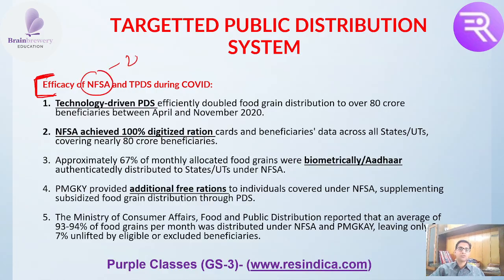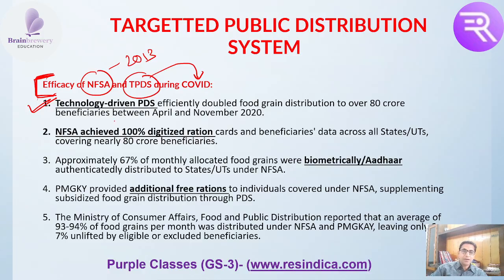Okay, now what is the efficacy, what is the role that has been played by the National Food Security Act of 2013 and the targeted public distribution system during the COVID-19 situation? Okay, so first of all, we got a lot of help from the technology-driven PDS. We have technological data, everything got seeded over there. So 80 crore beneficiaries are there. Proper double food grain distribution happened to these people in a proper time frame.